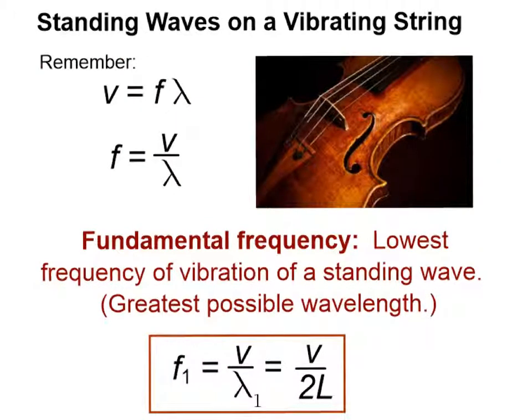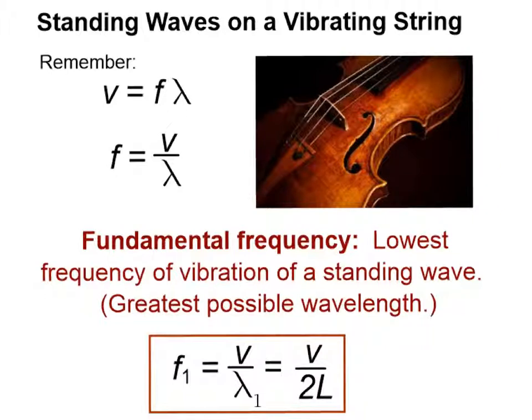Let's start out by talking about standing waves on a vibrating string, like this violin, for example. You remember that speed equals frequency times wavelength. We can rearrange that equation to talk simply about frequency of the wave on that string. Frequency is equal to velocity over wavelength. And we also can remember that the frequency is going to depend on the string length.